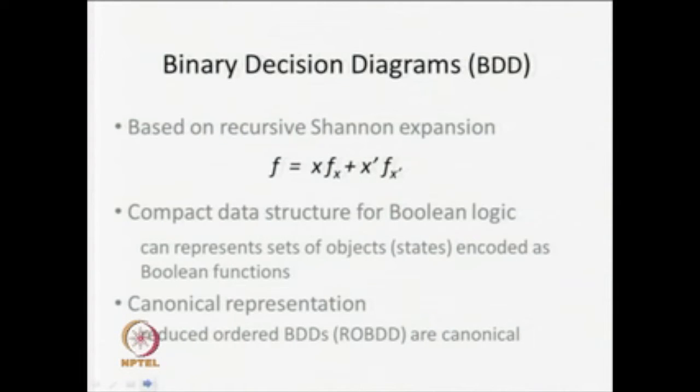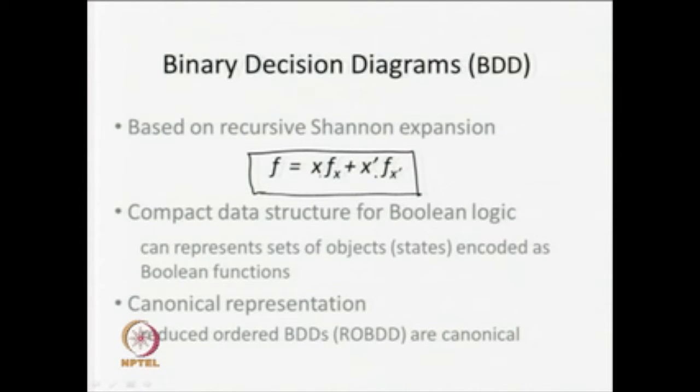What is BDD? I have already mentioned that BDD is used to represent any Boolean function. BDD is based on recursive Shannon expansion. We know that any Boolean expression can be expressed as a Shannon expansion. This Shannon expansion is given like that: f is equal to x dot f x plus x bar dot f x bar.